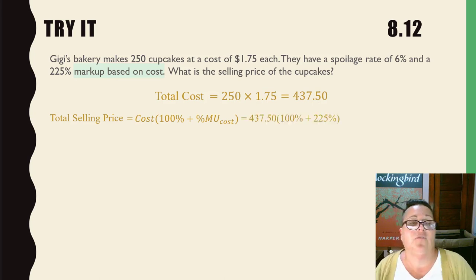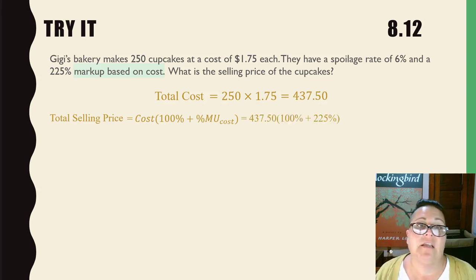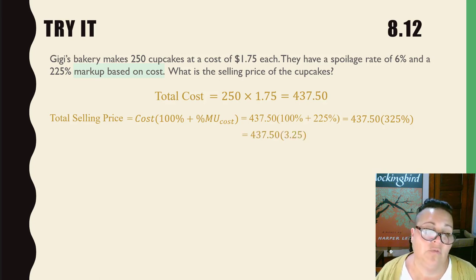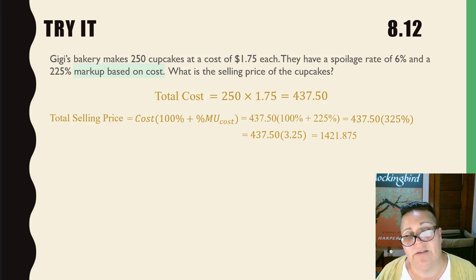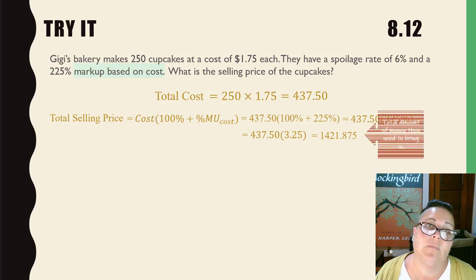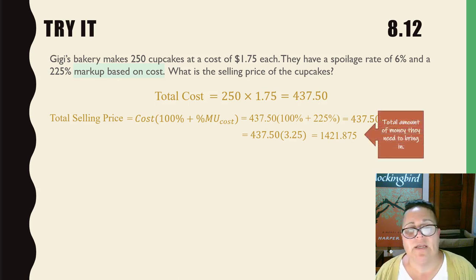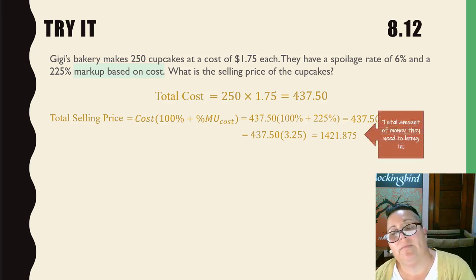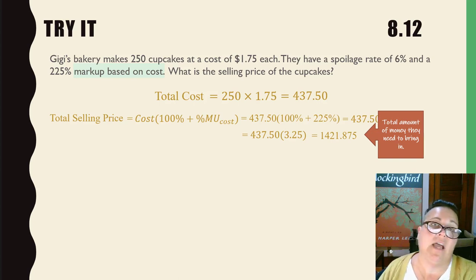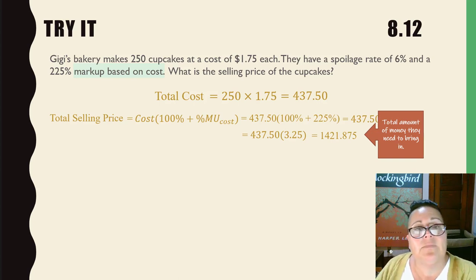This gives us $437.50 times 325%, or $437.50 times 3.25, or $1,421.875, or $1,421.88 if you're going to be rounding. This is the total amount of money that they need to bring in to cover the cost of the cupcakes and any markup.